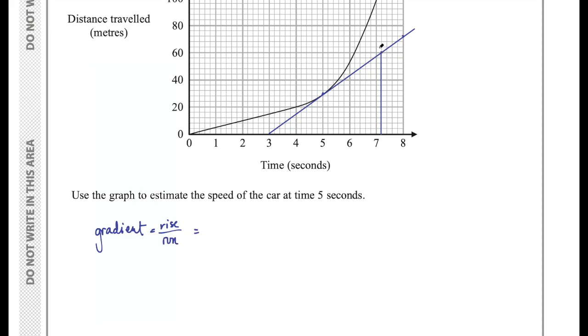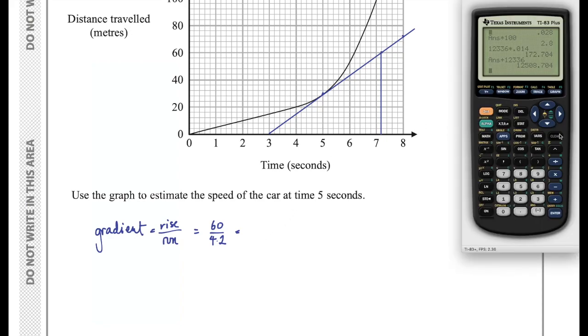So the rise, 0 to 60. The run is from 3 to 7, and the scale here is 0.2, I believe. So 1.2, 1.4, yep, so this would be 7.2. So the run is 7.2 subtract 3, the difference between those two, that would be 4.2. So the speed will be 60 divided by 4.2. I guess we could get a decimal number for that. 60 divided by 4.2, 14.28 meters per second. Let's round that off to 14.29.